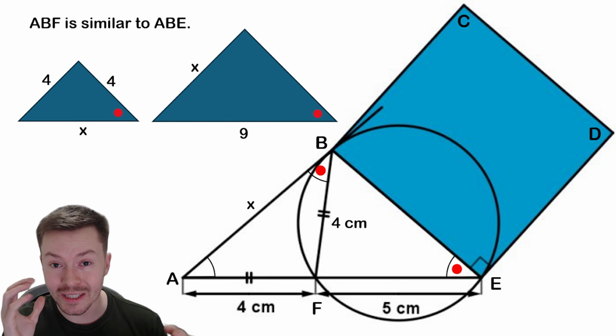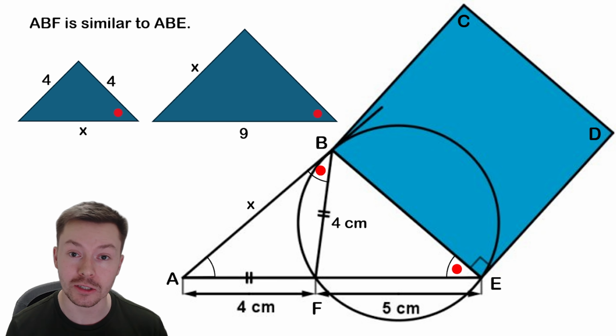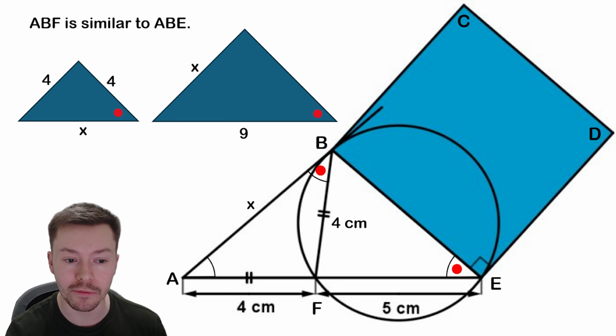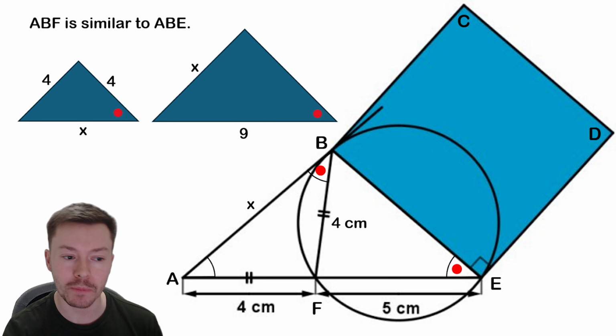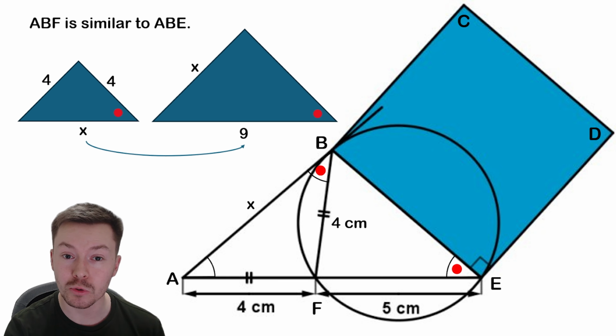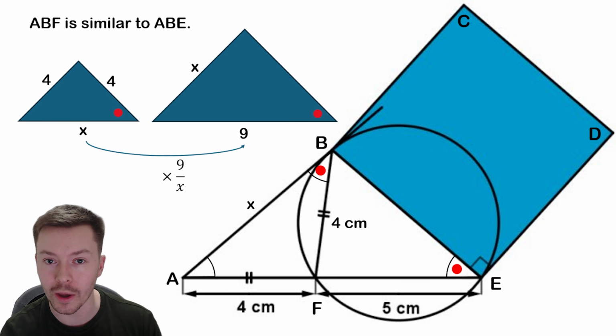Now I know, because these triangles are similar, they've got to have the same scale factor to go between corresponding sides. To get from the base of my smaller one to the base of my bigger one, I would need to multiply by 9 over x. Divide by x and times by 9. Now if I look at the top left, I'm going from 4 to x.